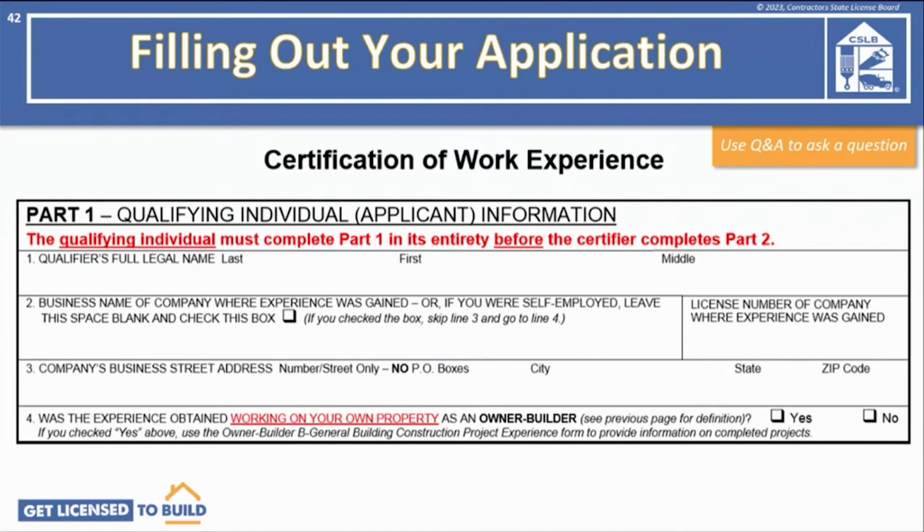If you are applying for a B general construction license and will be using experience obtained while working on your own property, make sure to mark the box in line 4 and complete an owner-builder construction project experience form that we will discuss later.